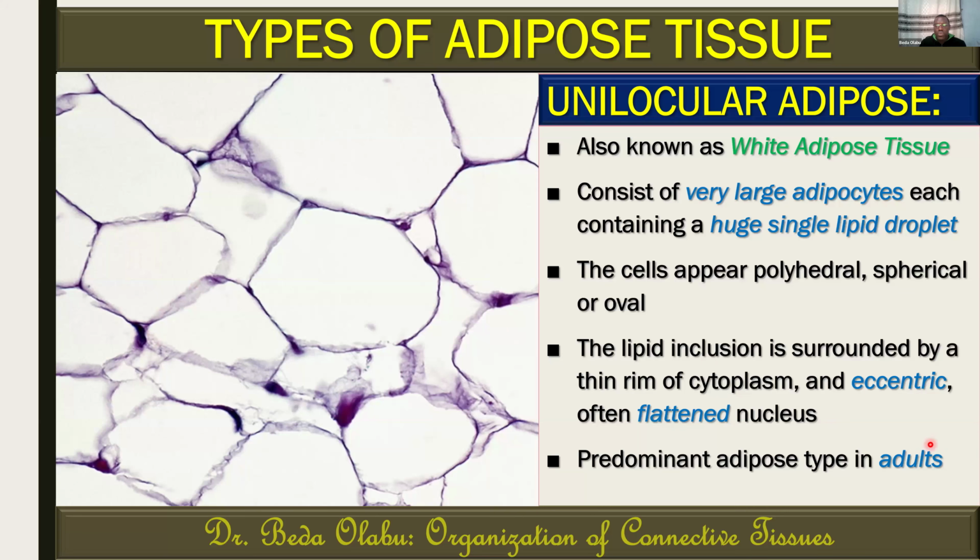Unilocular adipose tissue is the adipose tissue that is predominant in adults and generally will be responsible for about 15 to 20% of body weight in adults, generally speaking. So quite a volume. In ladies or in females, this may actually be more than in males. We had already mentioned some specific regions of the body that will have a lot of adipose tissue.